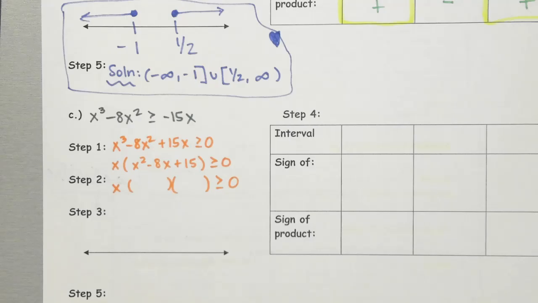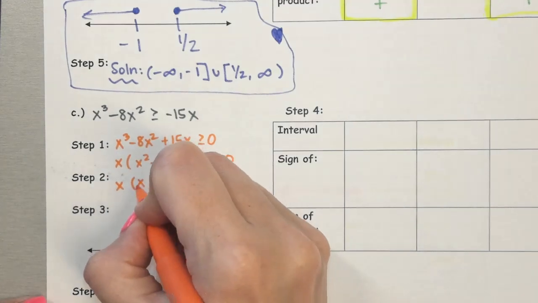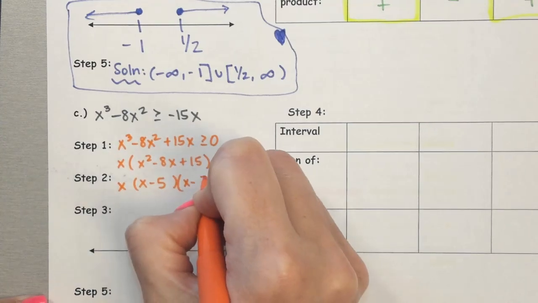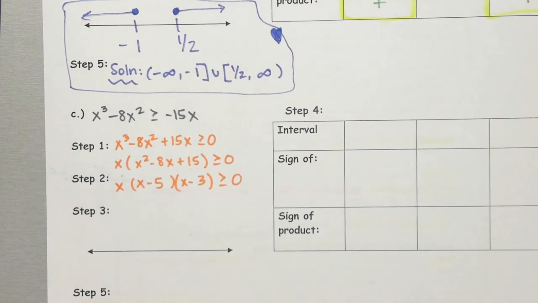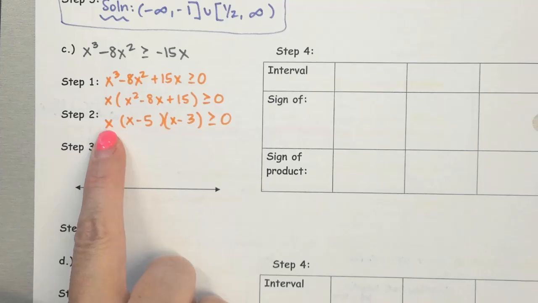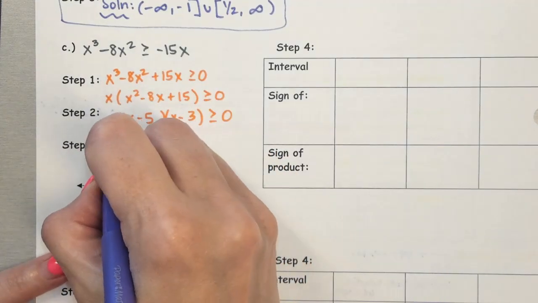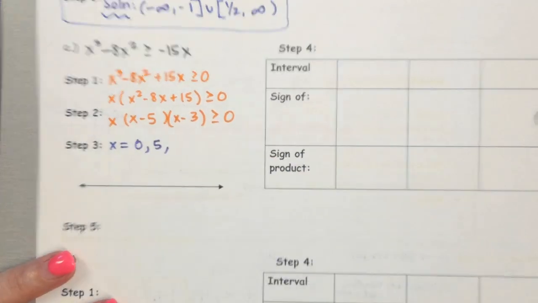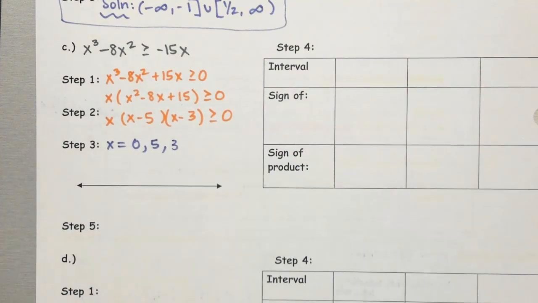So we're gonna add columns into our table. Remember, if the last one is positive 15, that means the signs have to be the same. So if it's -8, those are both minus. So don't forget this guy is also a factor. X is a factor. So what will we plug in for x to get 0? 0. X minus 5, we would plug in 5 to get 0. X minus 3, we would plug in 3 to get 0.